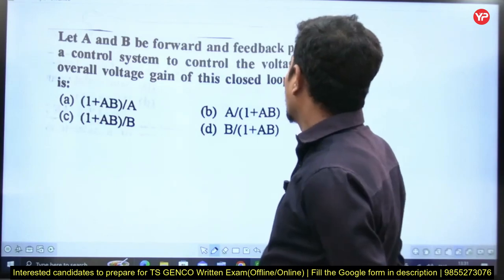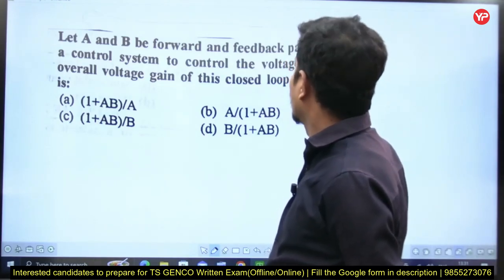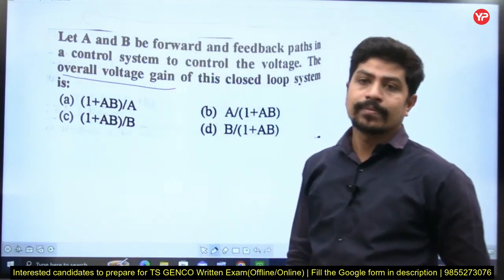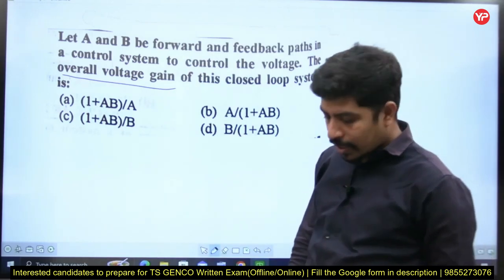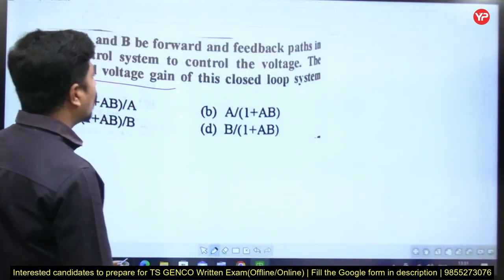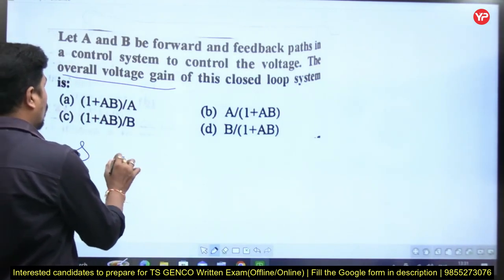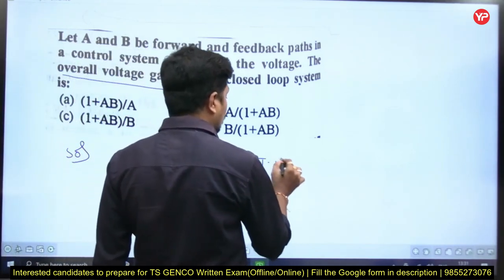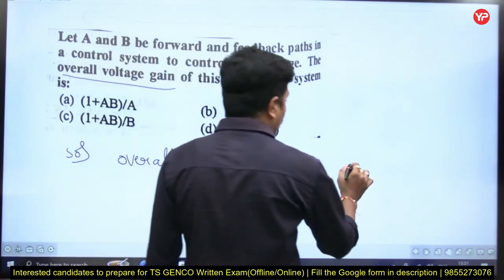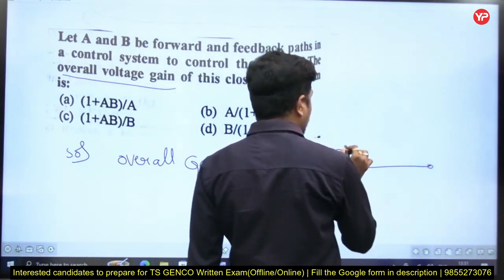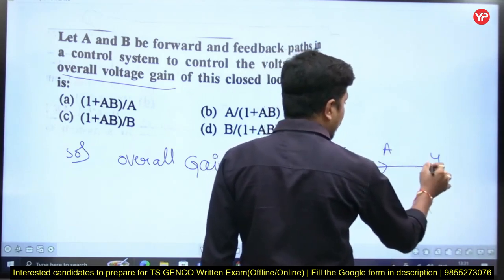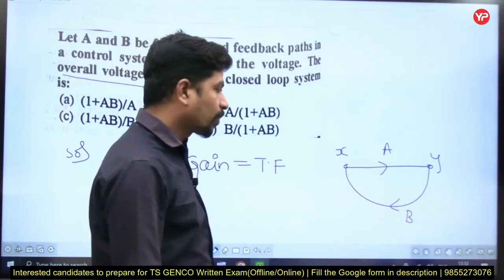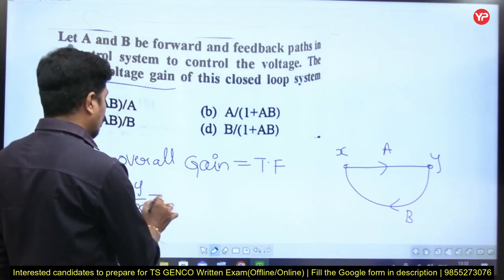Let A and B be the forward and feedback paths in a control system to control the voltage. The overall gain is called the transfer function. Transfer function is also called the overall gain. He's asking for the overall gain of this closed loop system, which is the transfer function. There is X and Y. This is the forward path, its gain is A. It is a feedback path, its gain is B. Now he's asking about Y by X. So Y by X is how much now?